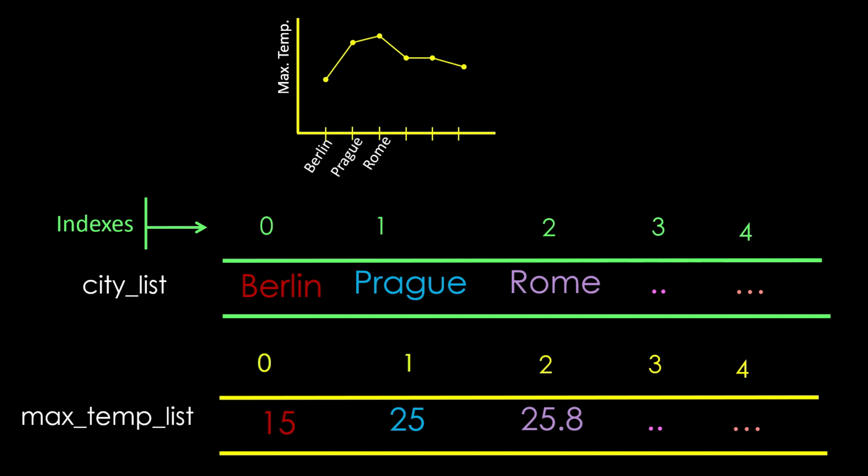First, we assign each city an index and then use the second list to store the max temperature for the corresponding city's index. For example, if a city, Prague, is given index 1 in the first list called city_list, then in the second list, let's call it max_temperature_list, we can store the temperature 25 at index 1. The code would be something like max_temp_list[1] = 25.